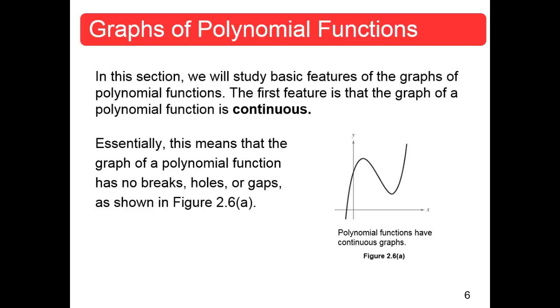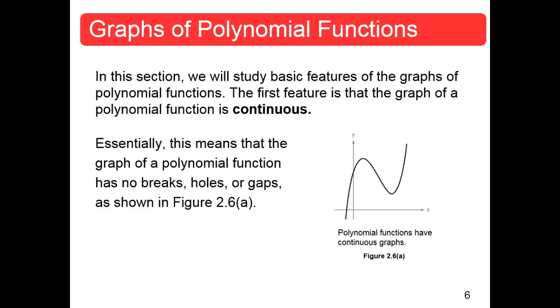Basic features. The first feature of every polynomial function is that the function is continuous. What does that mean? It doesn't end, and it doesn't have any breaks in it. It doesn't have any gaps. Now, that's not the only one. We'll have one other really important feature, but they're going to wait a slide or two to give you that. So essentially, this means that the graph of the polynomial function has no breaks, no holes, no gaps.